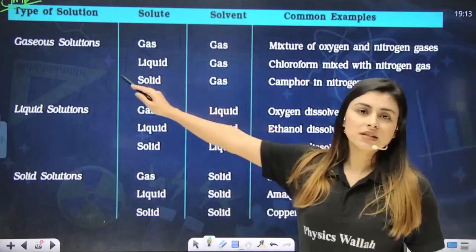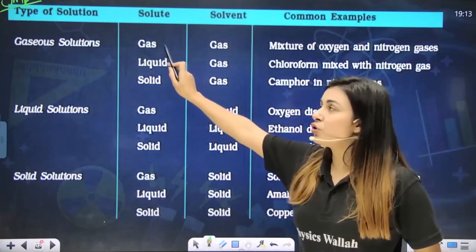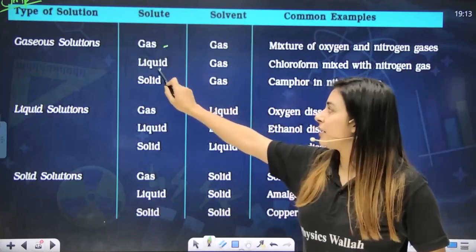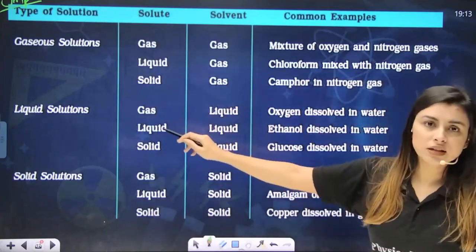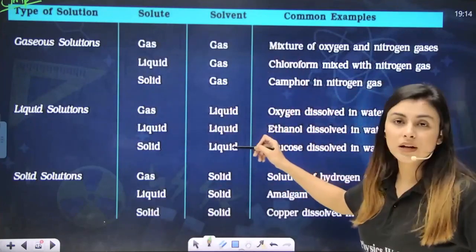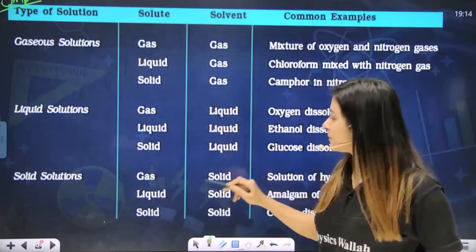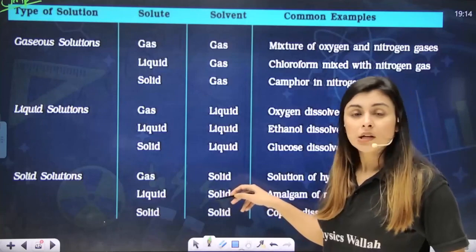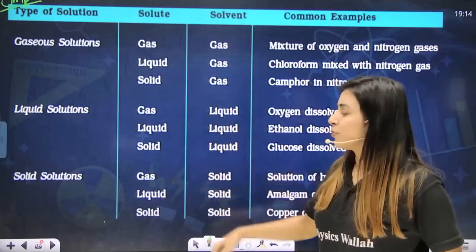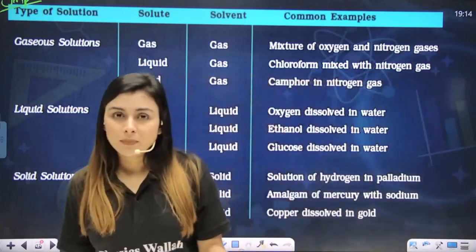So you have to go through this particular table. When you have a gaseous solution, your solvent will always be gas. Now, your solute can be gas, liquid, or solid. These are the three possibilities. Then again, if it is a liquid solution, your solvent will be liquid, and your solute can again be of the three different states. Then your solvent could be a solid, and then your solute would be of the three types. So a total of 9 different types of solutions can be present.